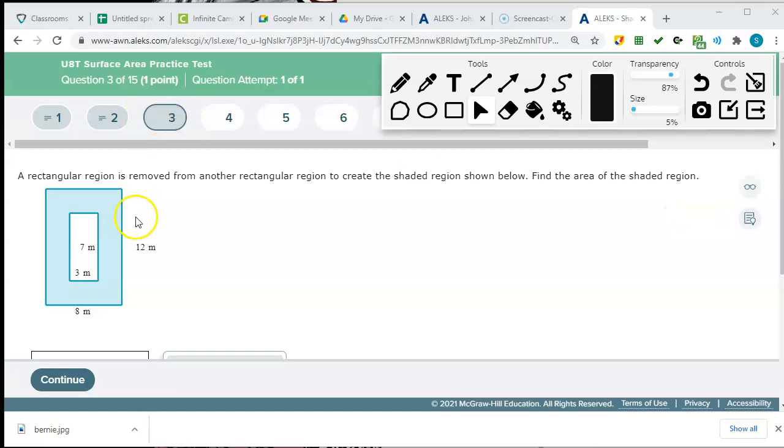Okay, so you want to find the area of this white region. All right, I'm going to write that. Area of white region, and how are we going to find that? 7 times 3, which is 21. All right. Now, what's the other area that you want to find?